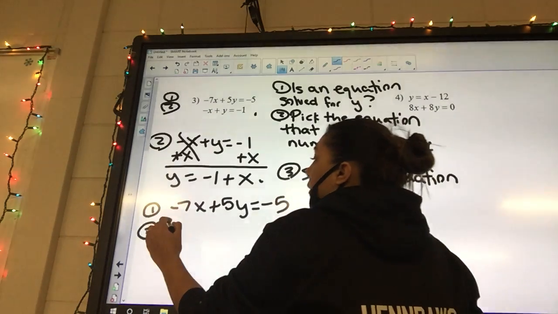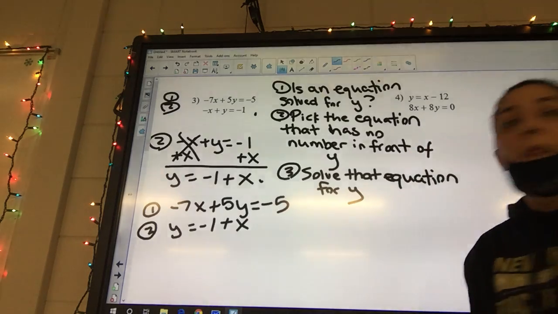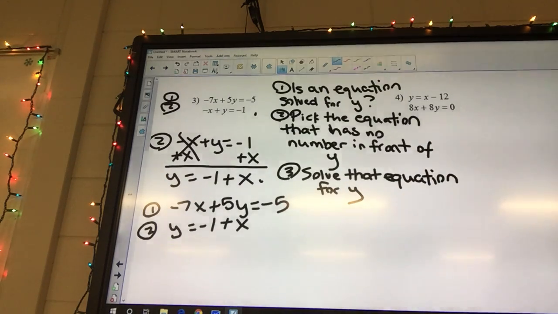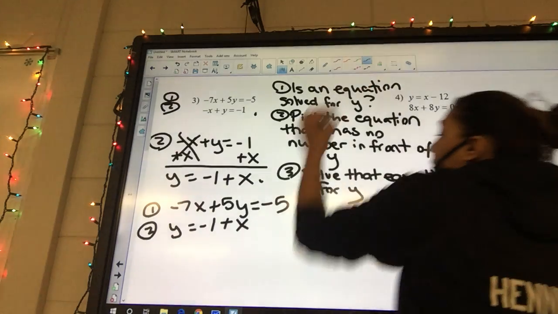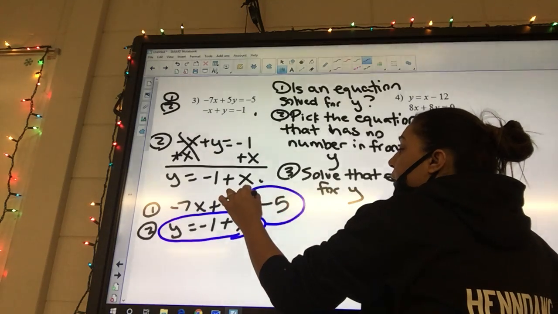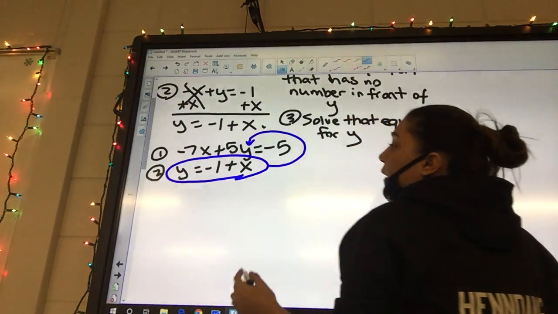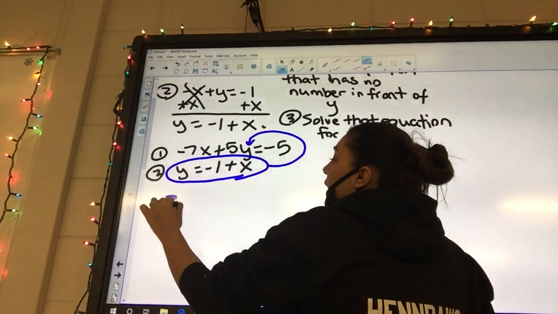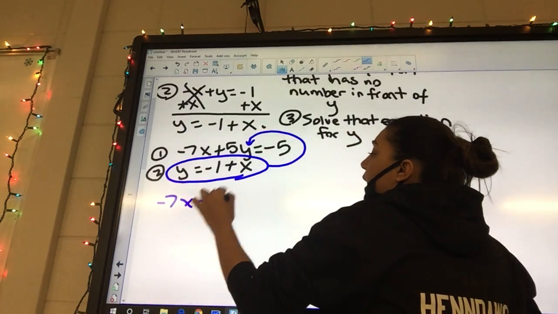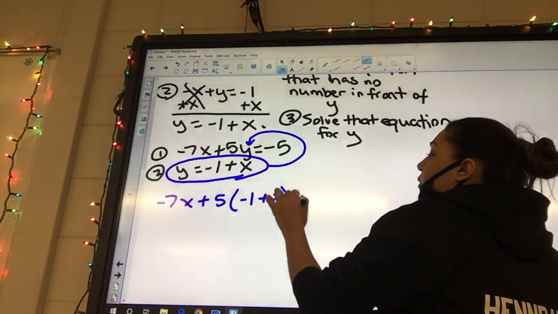And so I'm gonna write this one, y equals -1 plus x over here. Okay, and now it looks like the problem on the front. You circle the one that has y by itself, which is gonna be this bottom one, and we plug it into the other equation. So we're really gonna have -7x plus 5, and instead of y, I'm writing -1 plus x, equals -5.